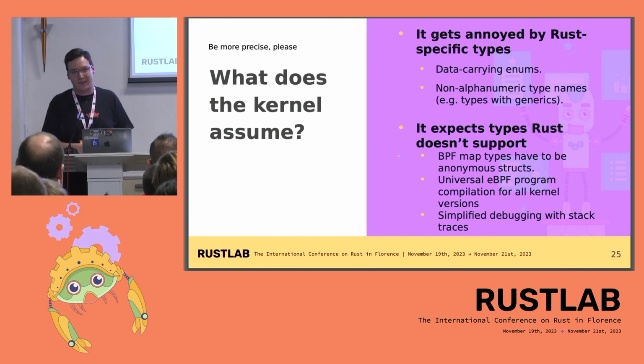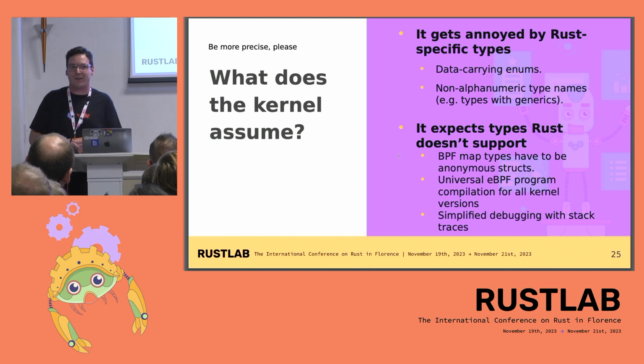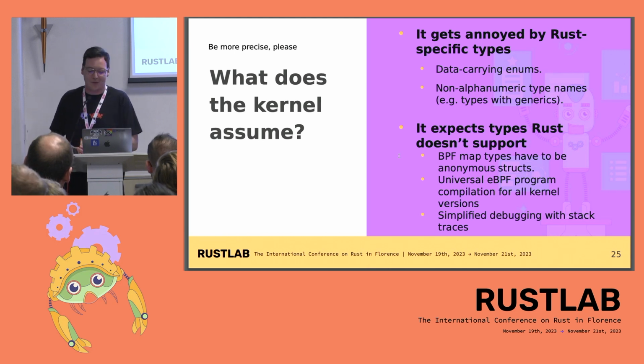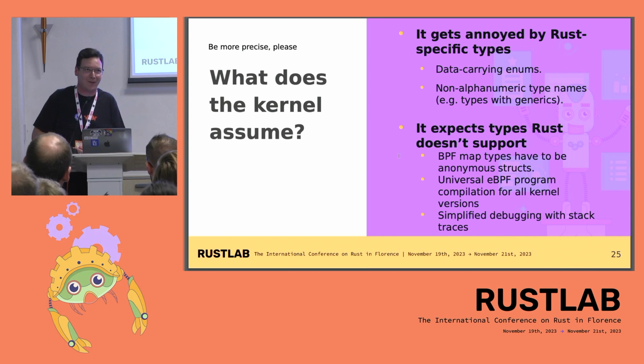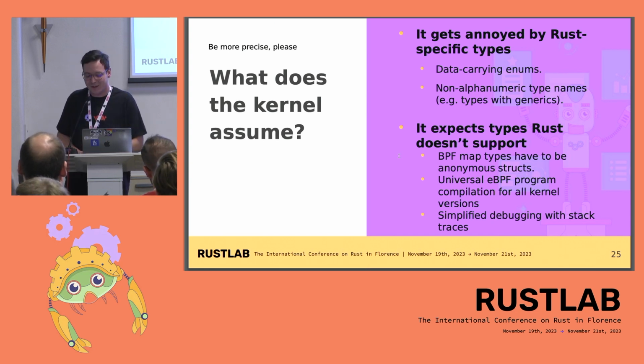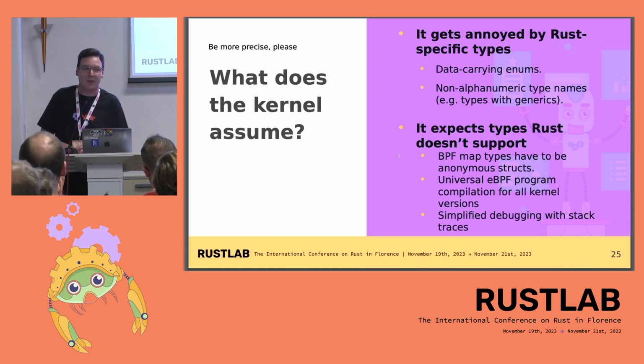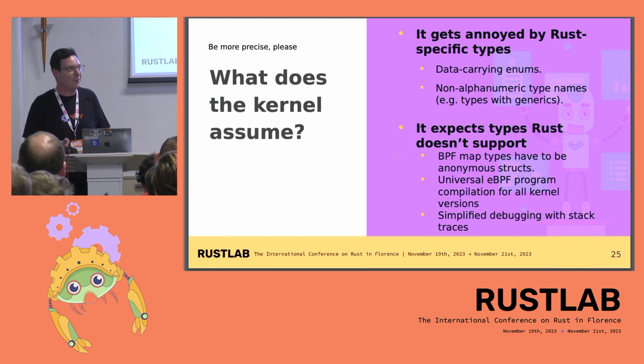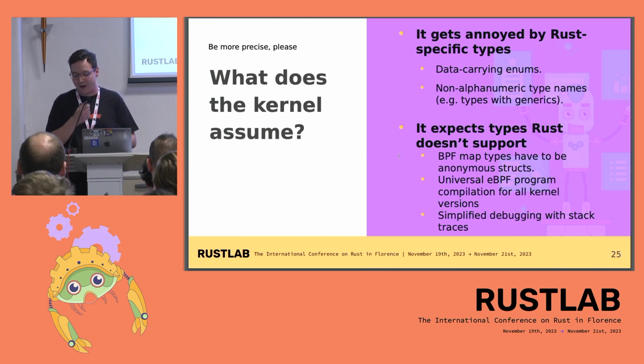But the kernel is not only annoyed by Rust types, it also expects something which Rust doesn't support. It sometimes requires certain types to be anonymous, and in Rust you cannot have anonymous structs. To give more context, in BPF there is a concept of BPF maps. They are basically hash maps and other data structures which are shared between BPF kernel space and user space.